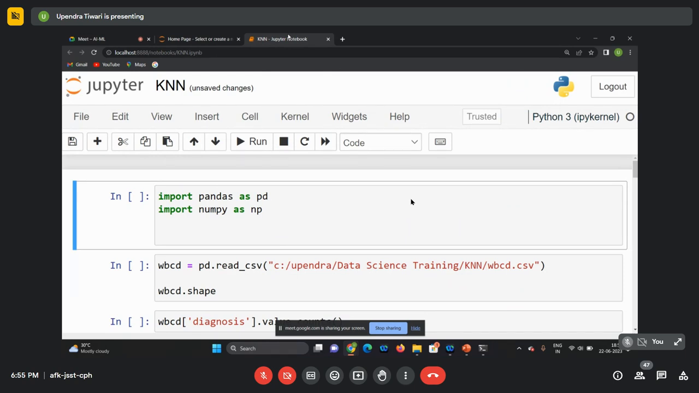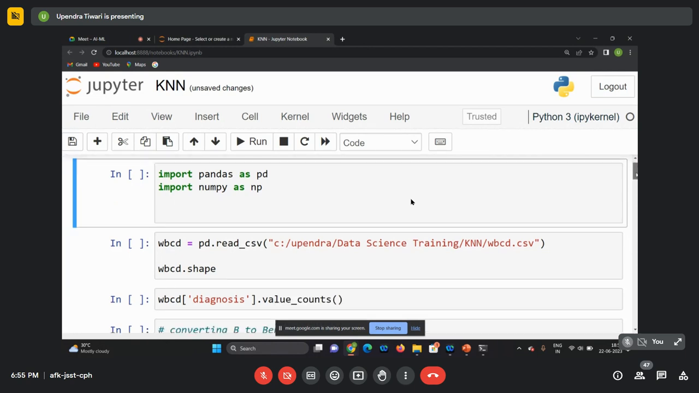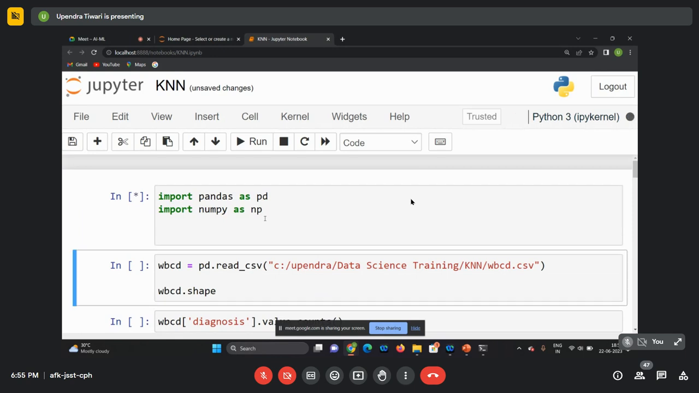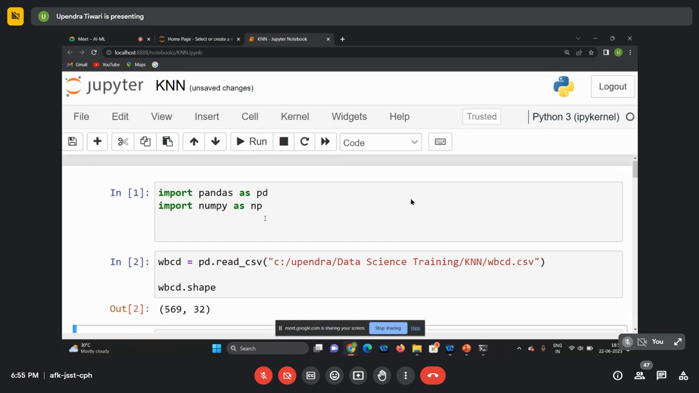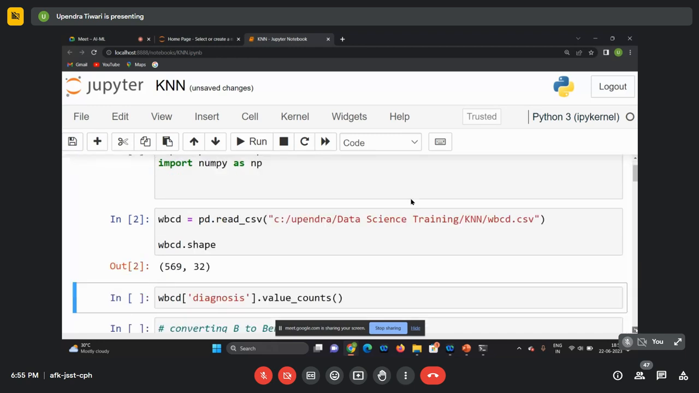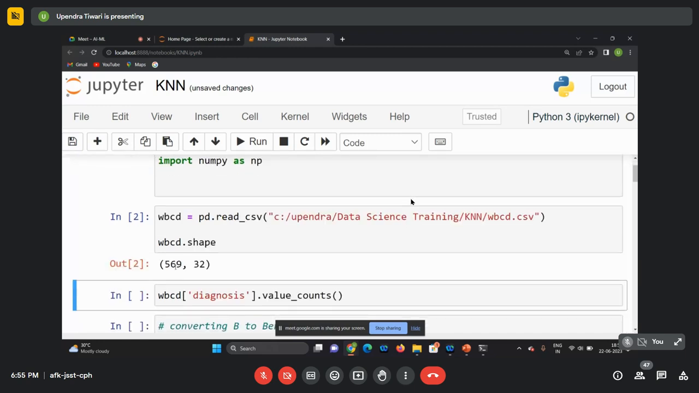So let's see here, guys. We are just reading this data, WBCD, and you see we have 569 rows and 32 columns.